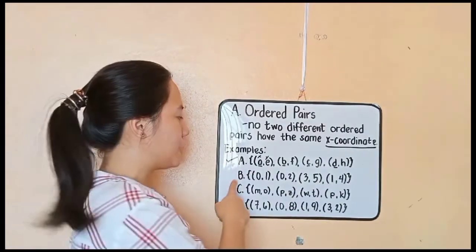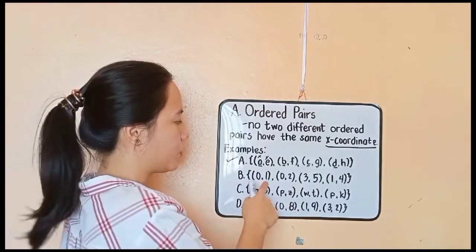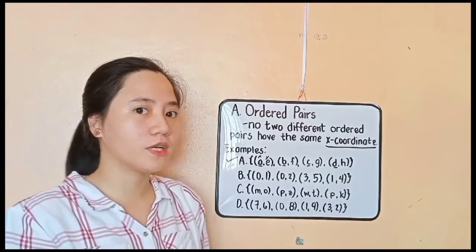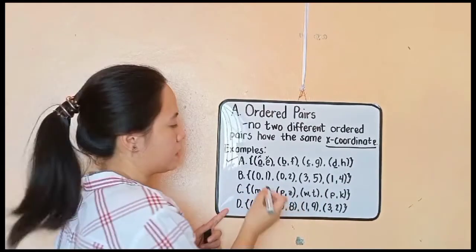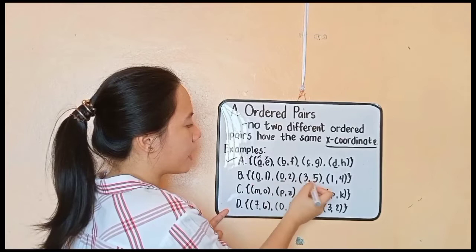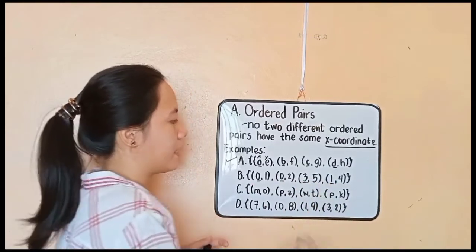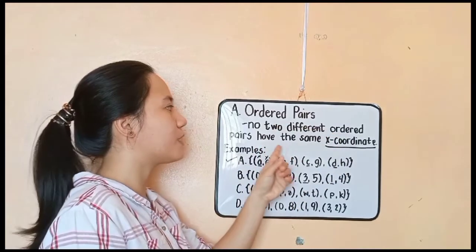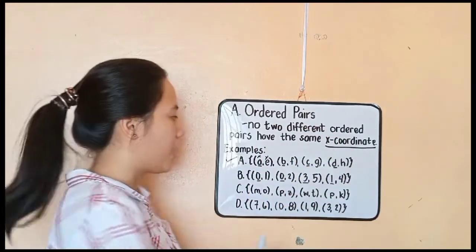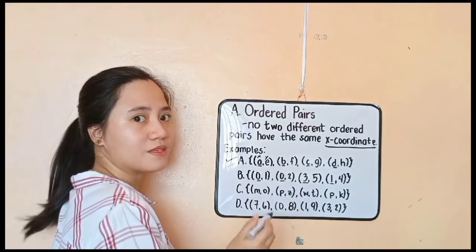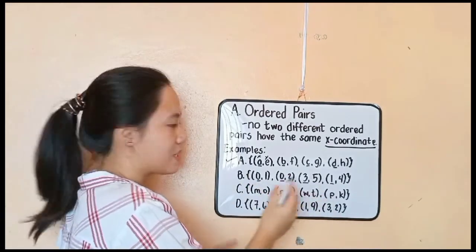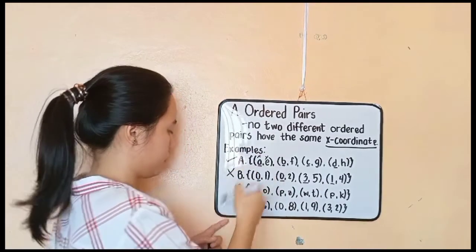In relation B, our ordered pairs are (0, 1), (0, 2), (3, 5), and (1, 4). Take a look again at the x coordinate. Our x are 0, 0 again, 3, and 1. As I said, no two different ordered pairs should have the same x coordinate. And we can see here that we have the same x coordinate, which is 0. So this relation B is not a function.